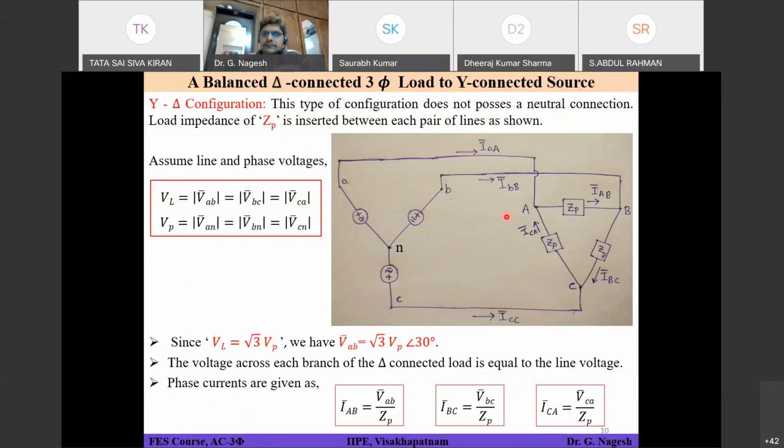No. So if you talk about up to this point, these are the three phases. You have A, B, and C. So I have connected in delta fashion. Delta fashion means I am connecting an impedance between AB terminals and an impedance between BC terminals and impedance between CA terminals. So if I connect in this fashion, that is called as delta connection. So finally, how many terminals will be available at the load? One terminal A, another terminal is B, another terminal is C. So I have three terminals.